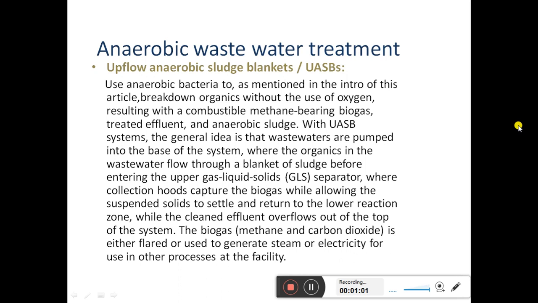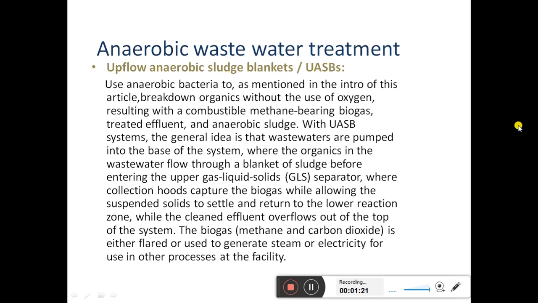As the name itself suggests, this type uses anaerobic bacteria, so it breaks down the organics in the wastewater without the use of oxygen, resulting in a combustible methane-bearing biogas, treated effluent, and anaerobic sludge.